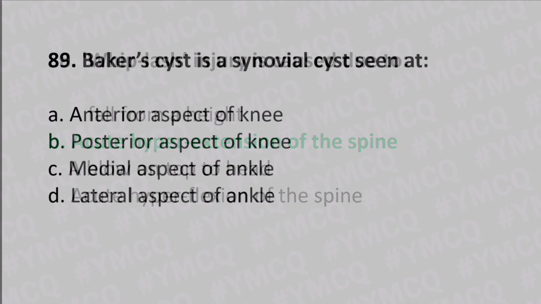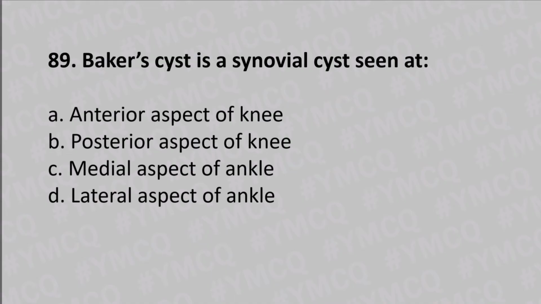Moving to our 89th question, Baker's cyst is a synovial cyst seen at Option A, anterior aspect of the knee, Option B, posterior aspect of the knee, Option C, medial aspect of the ankle, Option D, lateral aspect of the ankle. And the answer is Option B, posterior aspect of the knee.